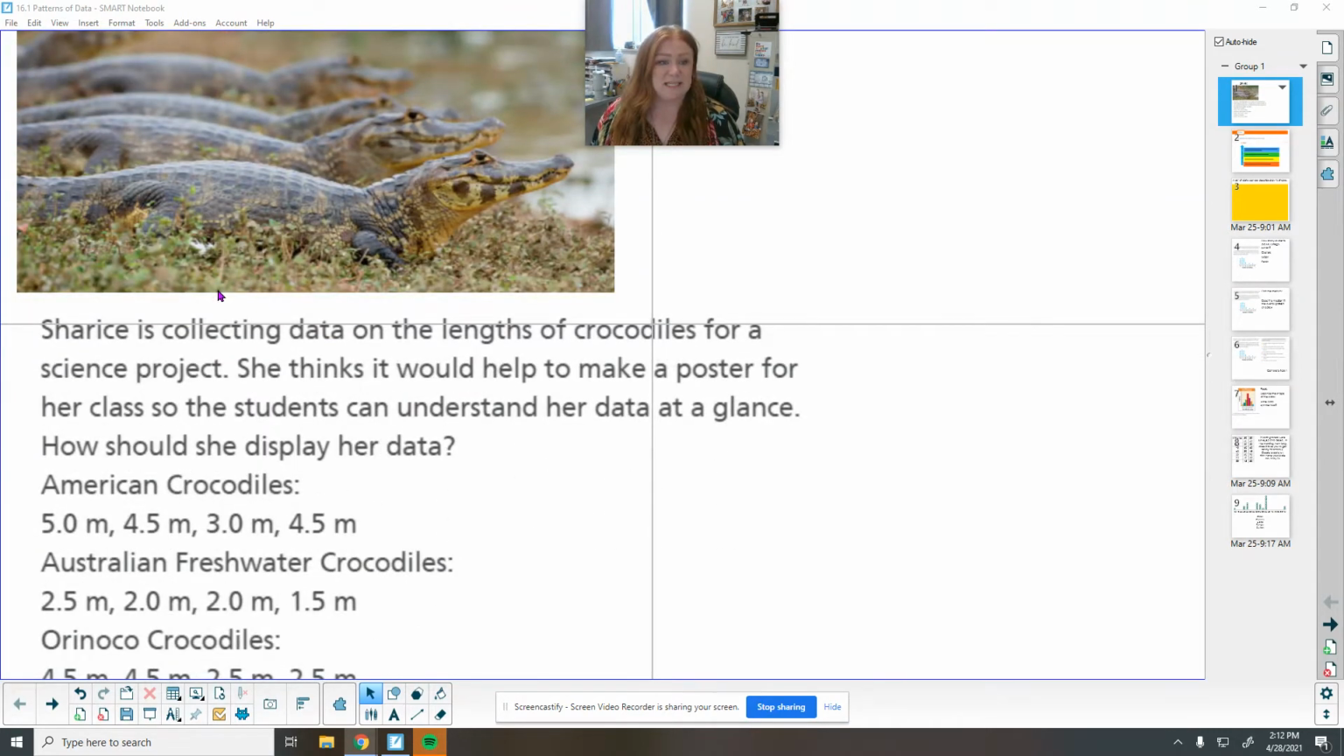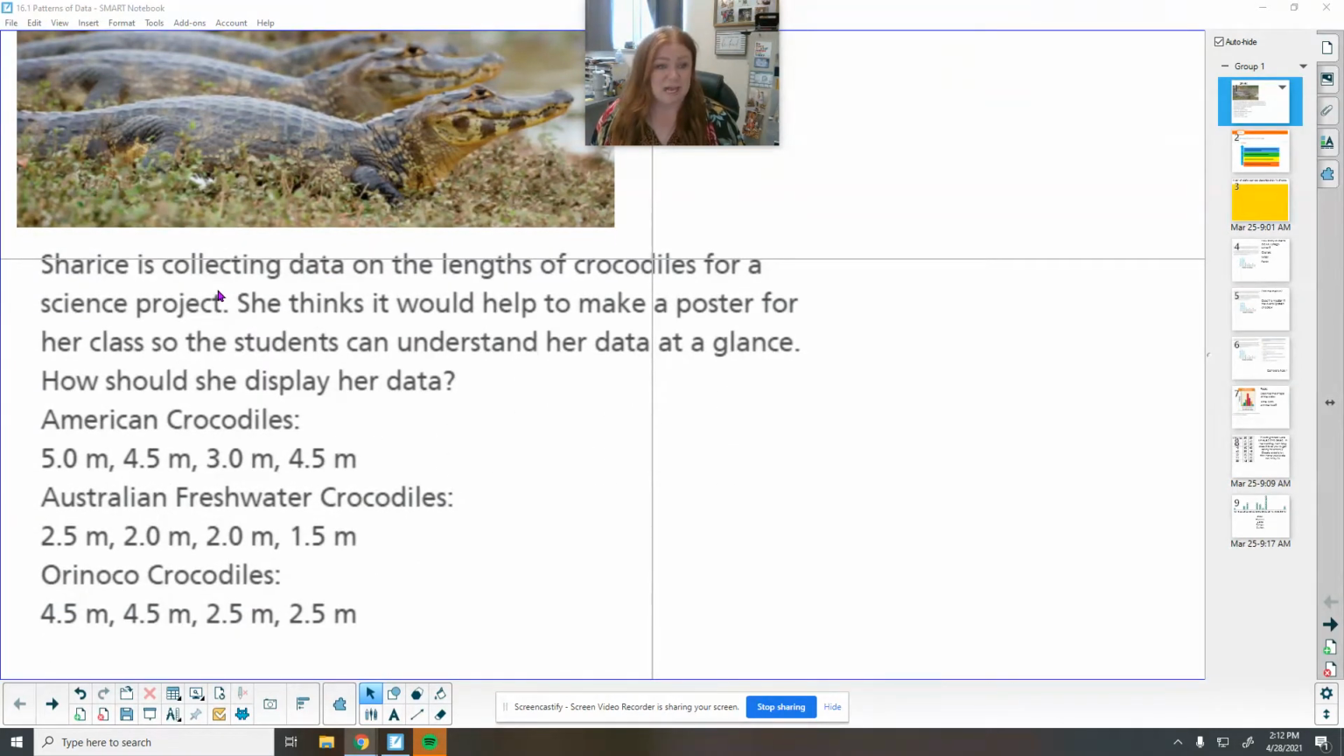It says that Charisse is collecting data on the lengths of crocodiles for a science project. She thinks it would help to make a poster for her class so the students can understand her data at a glance. How do you think she should display her data? I know that in Ed, it gave you one example and it showed it just like a chart. And that's a great way to display it.